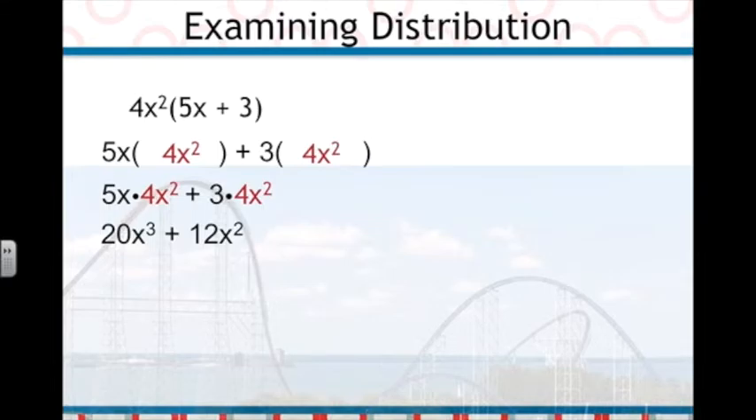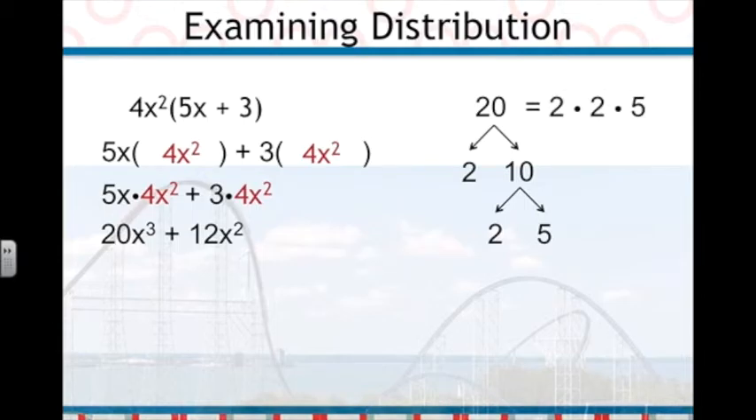If I factor the coefficient from the first term, 20, into 2 times 10, I see that I could factor 10 again into 2 times 5. So 20 equals 2 times 2 times 5. If I look at the whole term, 20x cubed, I can expand the x cubed into x times x times x to write it as 2 times 2 times 5 times x times x times x.